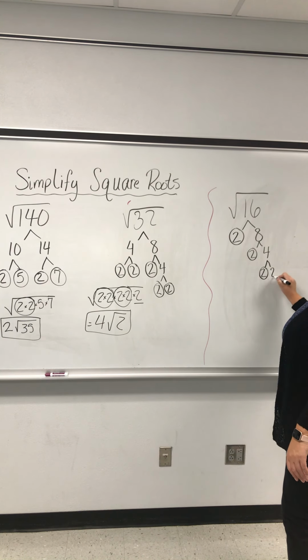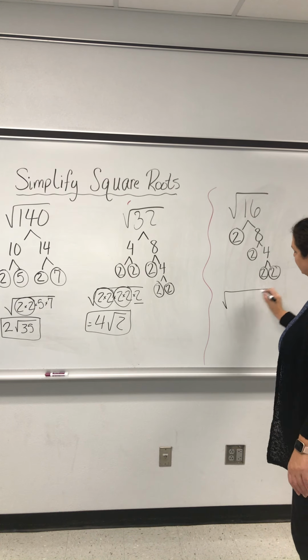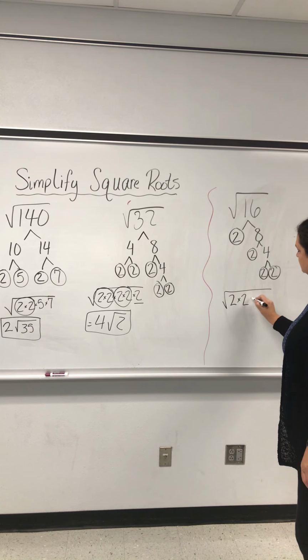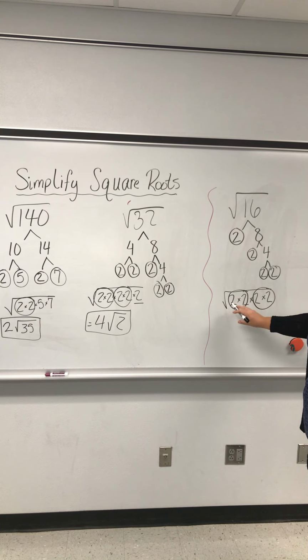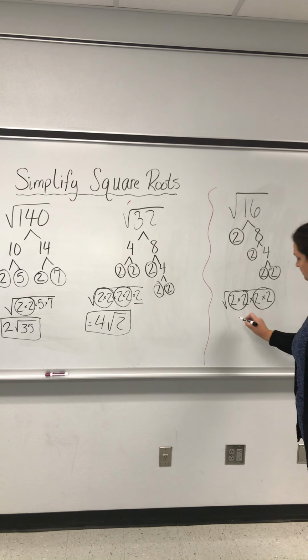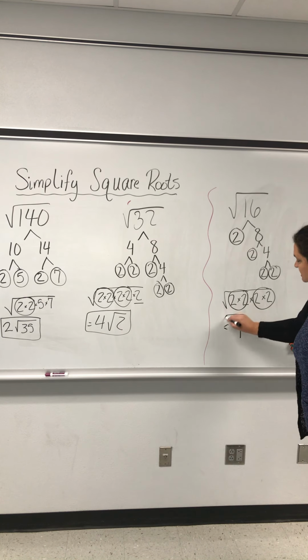2 times 2. So to simplify the square root of 16, we're going to rewrite all of our 2's. So in our radical sign, we'll have 2 times 2 times 2 times 2. Circle our pairs. So 2 times 2 would go on the outside. We have nothing on the inside right now. Nothing. So we don't have to write the radical sign. So our final answer is just 4.